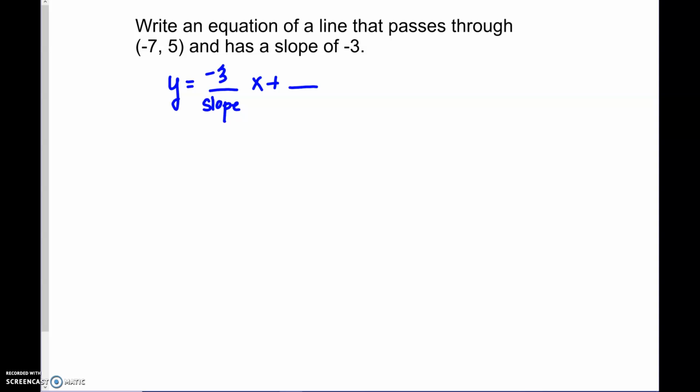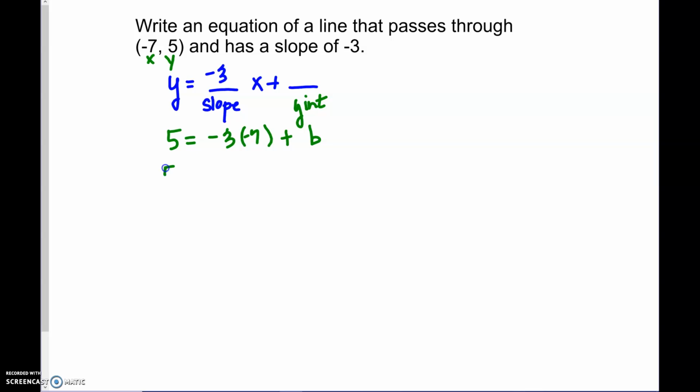Now we need to find our y-intercept. So to find our y-intercept, we need to substitute a number in for y and a number in for x, and then solve for the y-intercept. So what number are we going to substitute in place of y? Yep, we're going to put in a 5. Now, what number are we going to substitute in place of x? -7. And then we're going to solve for b.